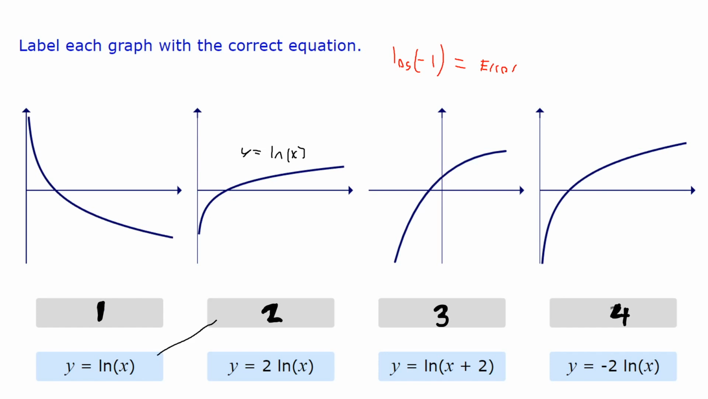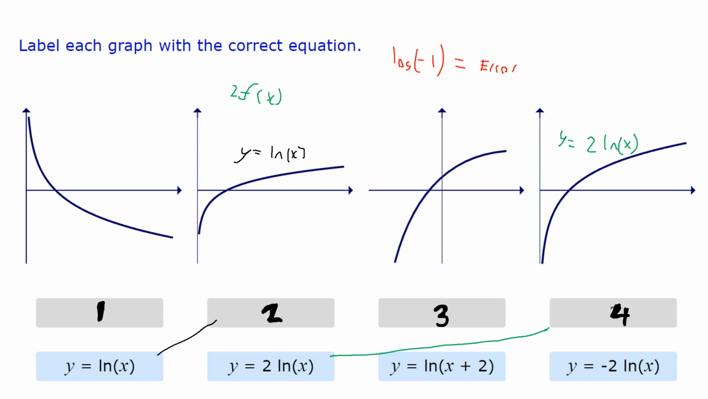Now, if this is y equals ln x, how are we going to write down 2 ln x? Well, if you remember from the functions, we know that this is the same as 2f of x, which is a stretch in the y-axis. So it's going to look something like that one. Yeah, y is equal to 2 ln x.